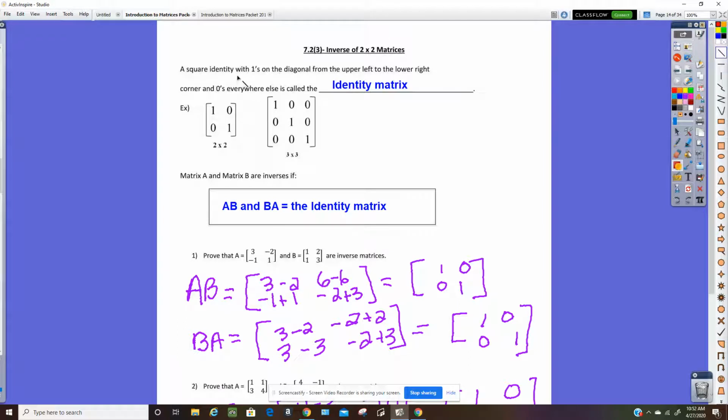So a square matrix with ones on the diagonal from upper left to lower right corner and zeros everywhere else is called the identity matrix. So here's a 2 by 2. You can only have an identity matrix with a square matrix, and you can only find an inverse of a square matrix. So this week we're going to talk about square matrices and finding the determinant and inverse.